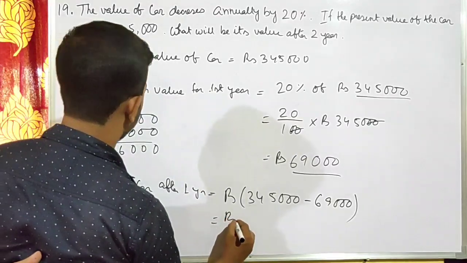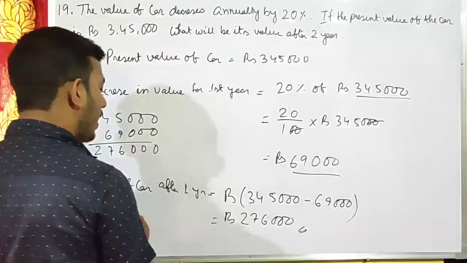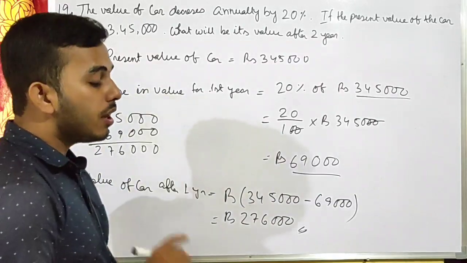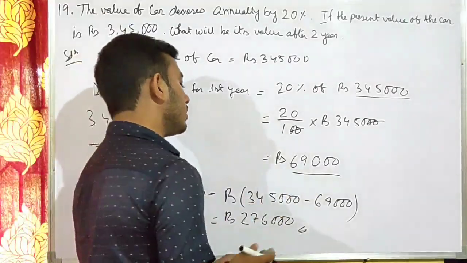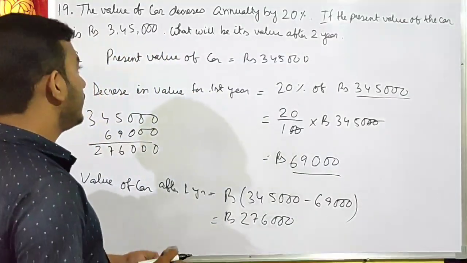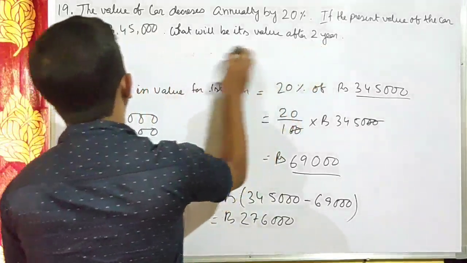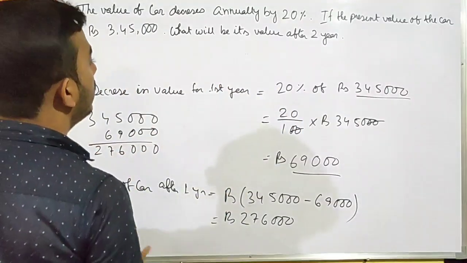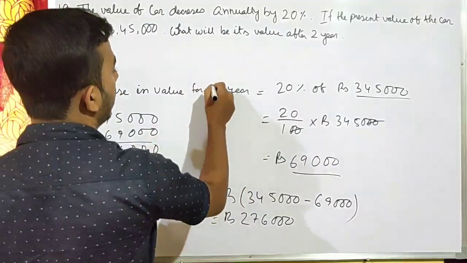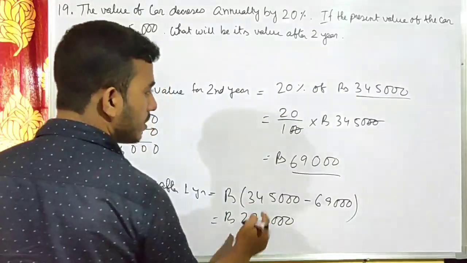It is ₹276,000. Okay, that is, after 1 year the value of the car is ₹276,000. Now we have to find the value of the car after 2 years. Then that means we have to consider 1 more year. So we'll write here decrease in value for second year, isn't it? For the second year it will be 20% of this amount.